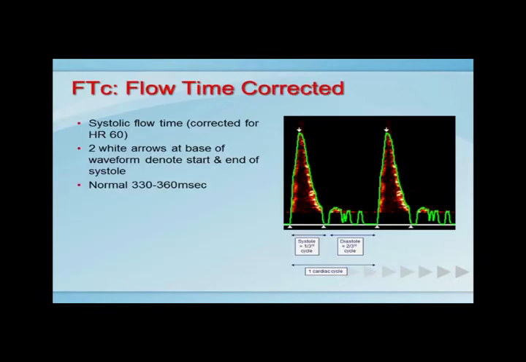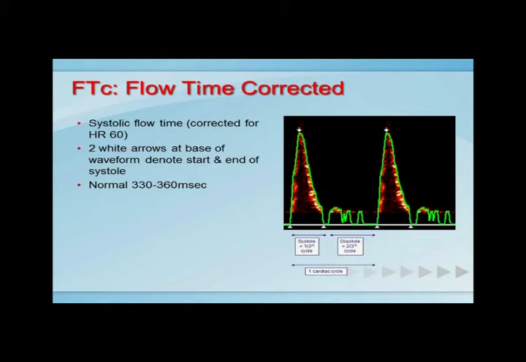The flow time corrected is a novel parameter measured by the esophageal Doppler. The flow time corrected is the flow time over the square root of the cardiac cycle. Cardiac cycle can be divided into systole and diastole, and systole is around 1/3 of the entire cardiac cycle. So the normal value for flow time corrected is between 330 and 360 milliseconds.